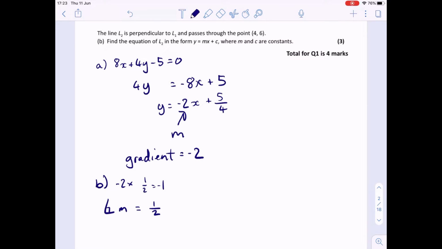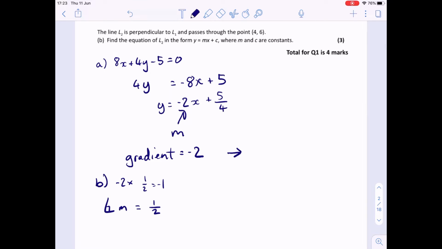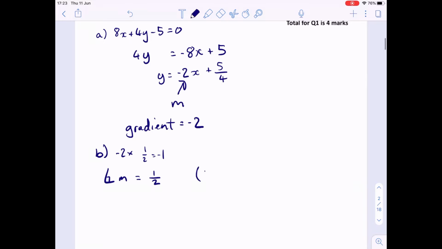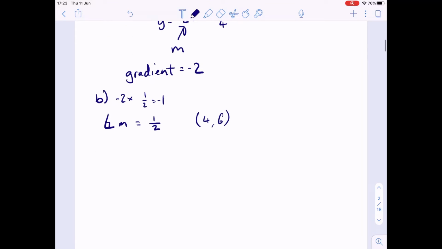The other way of thinking about this is take your value of 2, flip it so it now becomes 1 over 2, or minus 2, and times it by minus 1, and that will also give you your perpendicular gradient. So we've got our gradient, we've got a coordinate which was (4, 6), so I can sub it into the formula y minus y1 equals m times x minus x1, where x1 and y1 are our coordinates. So y minus 6 is going to equal a half of x minus 4.